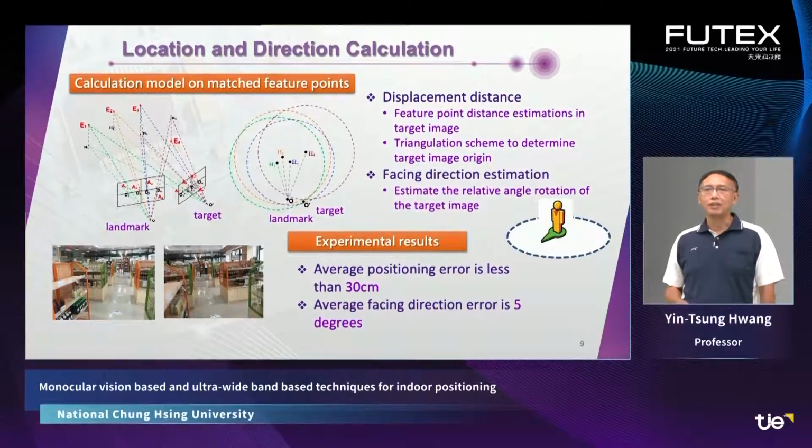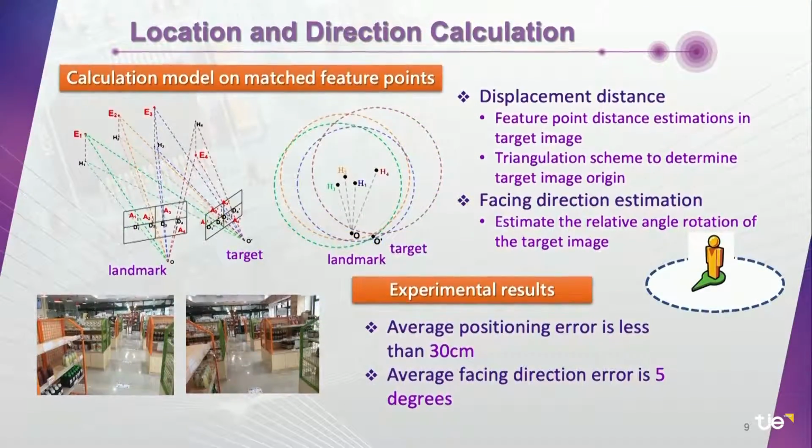In the final step, the displacement and the facing direction of the target image are calculated. This is the calculation model based on multiple pairs of matched feature points. We apply the triangulation scheme to determine the origin of the target and the relative angles. Experimental results indicate that the average positioning error is less than 30 centimeters, and the average facing direction error is only 5 degrees.